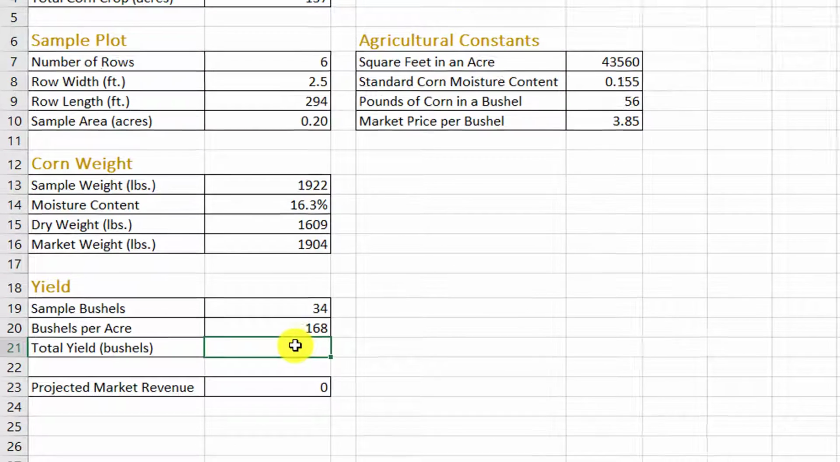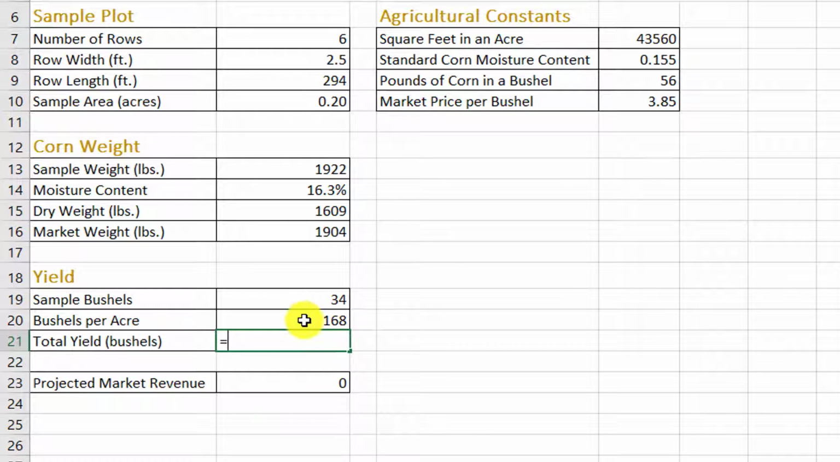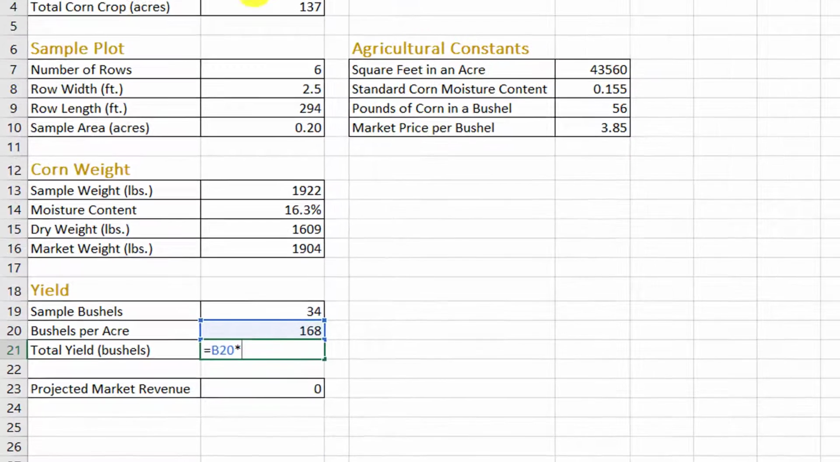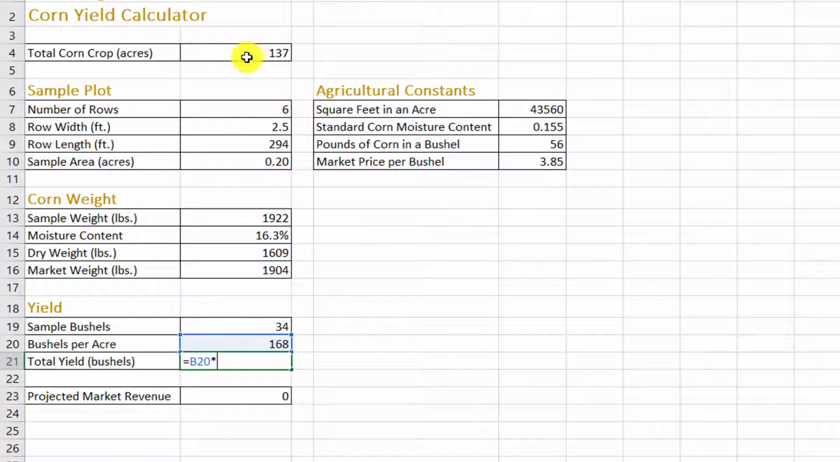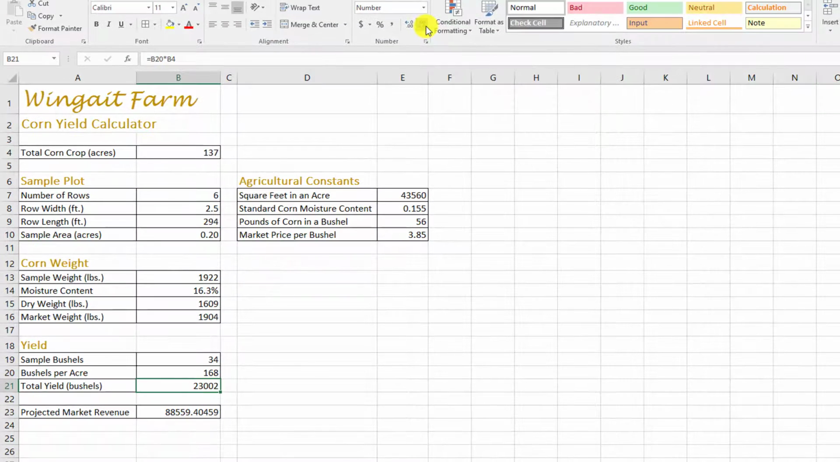And the total yield would be equal, so always remember to put equal when you're starting an equation. B20 times B4, so that would be bushels per acre times total corn crop acres. They have a total of 137, and we're getting how many bushels per acre, so you times it by how large their land is, and it should come out to about 23,000.